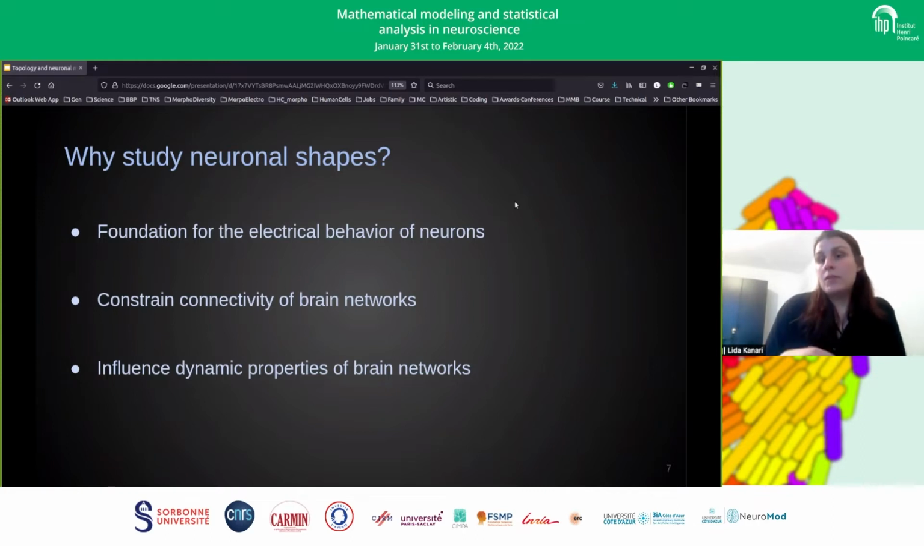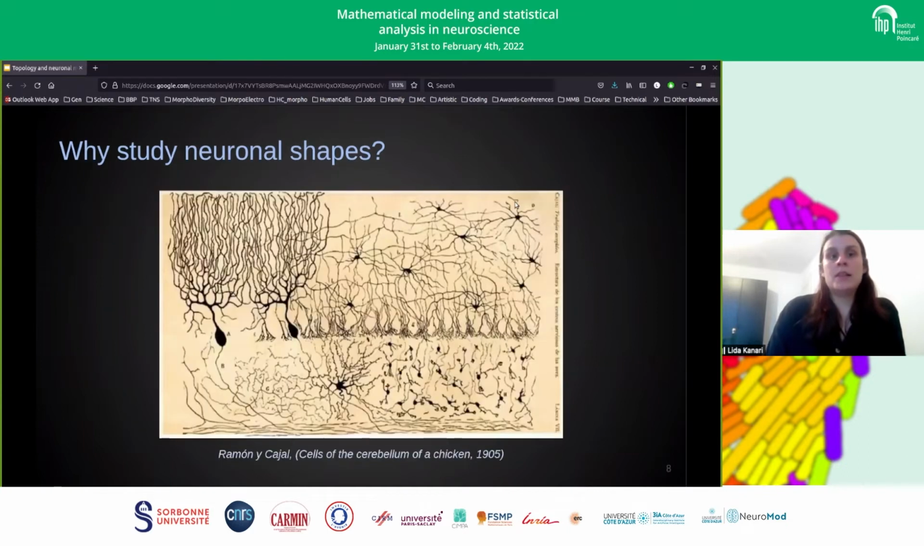In terms of connectivity, in the larger picture, the neuronal morphologies constrain the connectivity because they define the connection points between axons and dendrites. So in order to have all these very complicated network dynamics that we see in the brain, you need to have these specific neuronal shapes that give rise to these different network dynamics. And this is pretty much the way that these two components, how neuronal morphologies shape the dynamical properties of brain networks on a large scale.